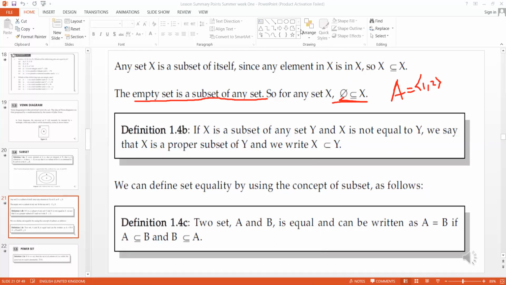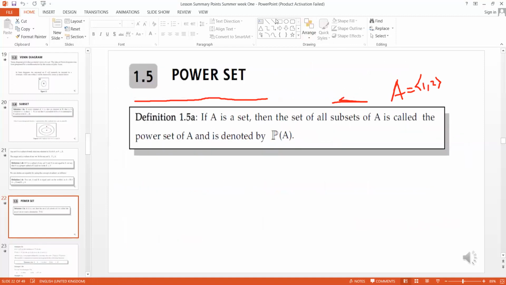Very well. Now let's move on to the next point. The next point is the power set of a set. The power set of any given set is the set of all subsets of that set. So if I have my set to be A, and I ask you to find the power set of the set A, then it is the set of all subsets of the set A. So for example, we have the set A as 1 and 2. What will be the possible subsets of the set A?